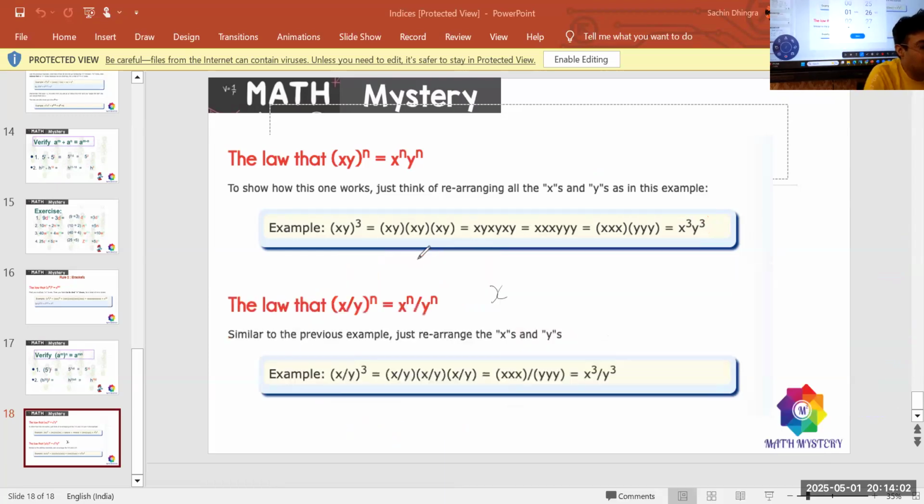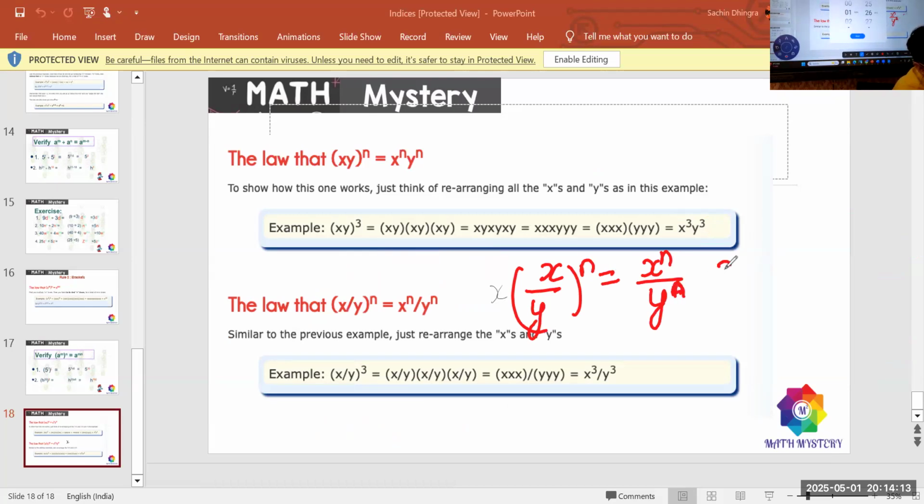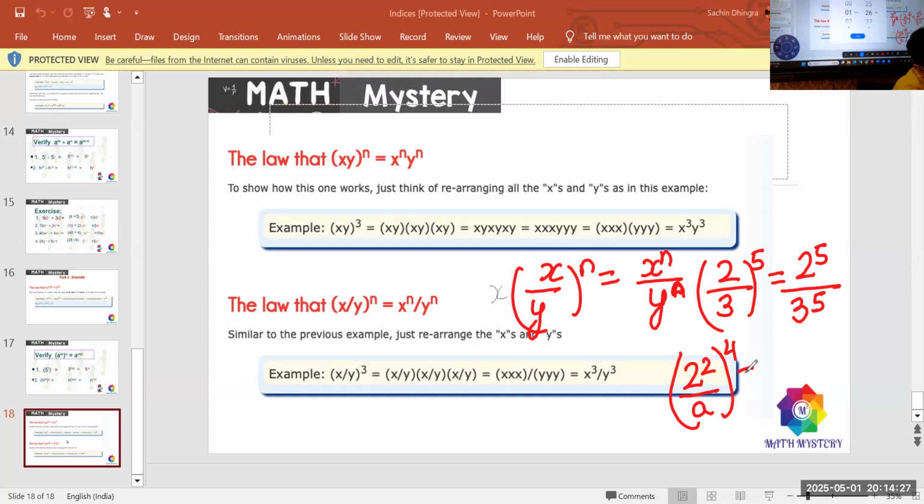Next, the same thing in division. If x by y whole to the power n, then what will happen? X to the power n upon y to the power n. Let's take an example. 2 by 3 whole to the power 5 will be 2 to the power 5 upon 3 to the power 5. One more example. 2 square upon a whole to the power 4 will give me what?